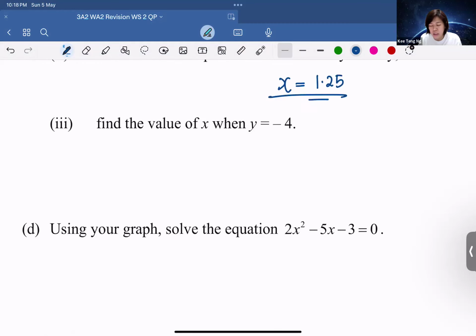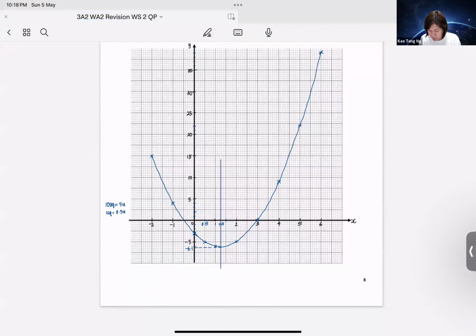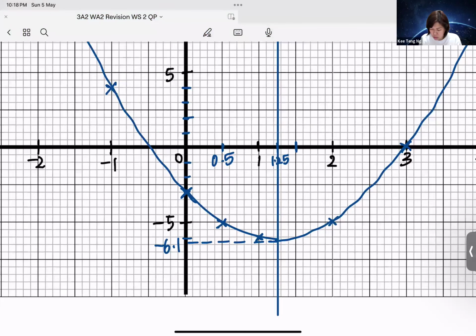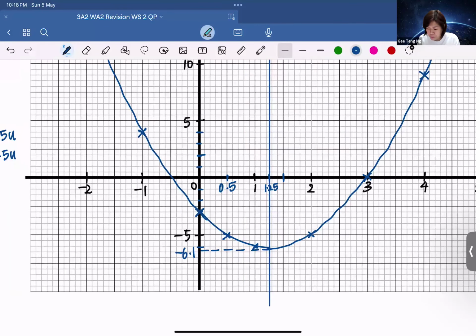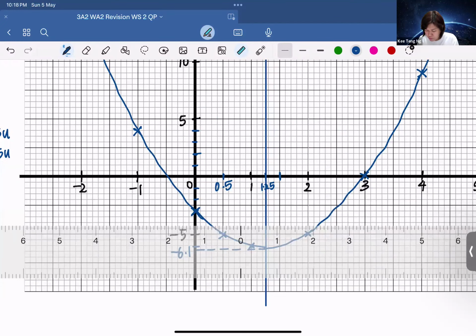Next, find the value of x when y equals negative 4. So let me go back to my graph. When y equals negative 4, what's negative 4? Oh, when y equals negative 4 is over here. We have more than one solution. Okay, why? How do I know that?